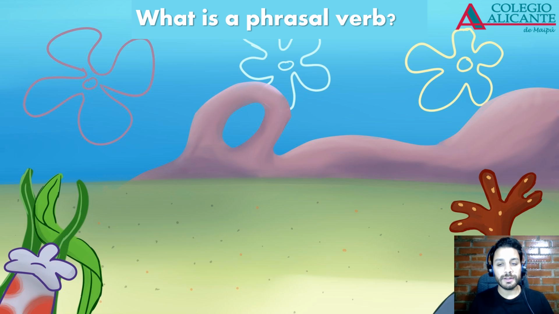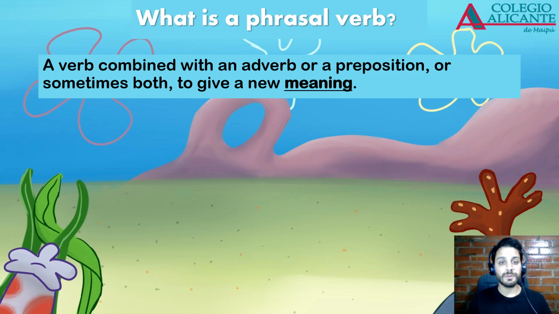So remembering a little bit, we need to have a definition for a phrasal verb. And we saw this last year. I have one example that you will see. So the definition of a phrasal verb is, as the PowerPoint says, a verb, a combination of a verb with an adverb or a preposition, and sometimes it has both, and it gives the verb a new meaning.